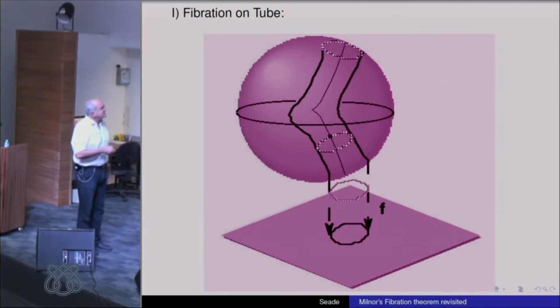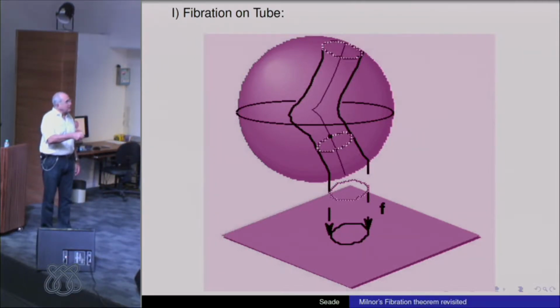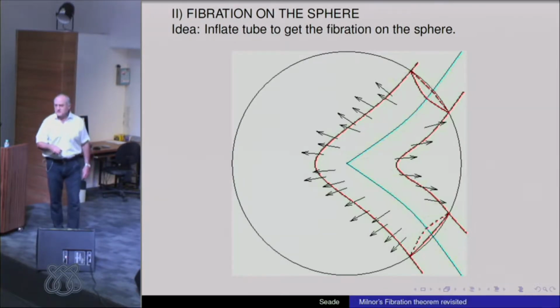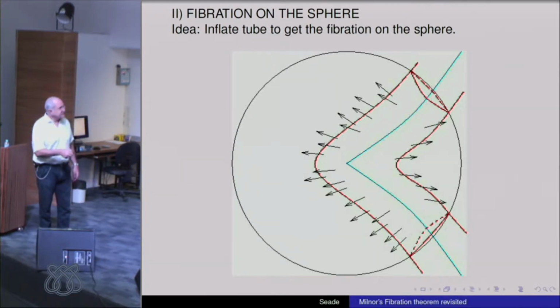Now, once you have the theory, once you have the fibration on the tube, how you get it on the sphere, that's something we mentioned yesterday. You construct a vector field which is transversal to all spheres centered at the singular point, and is transversal to all the tubes. And now, given a point in the tube, you take the integral curve of that vector field, and you travel along it until you arrive to the sphere. And you get a map from the tube to the sphere. That gives you a homeomorphism from the Milnor tube to the complement of these caps.